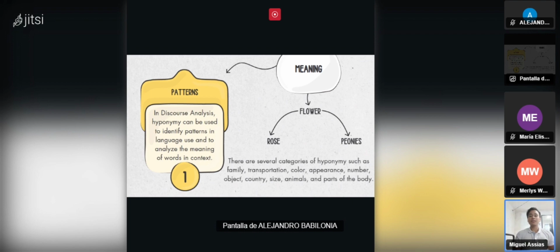In the context of discourse analysis, hyponymy becomes an important tool for recognizing patterns in how words are used and understanding the meaning within a given context. Let's consider the example with the words flower, rose, and peonies. In the structure of hyponymy, flower serves as the more general term, and progressing down the classification rows, rose and peonies are the specific types of flower, making them hyponyms of the more general term, which is flower.